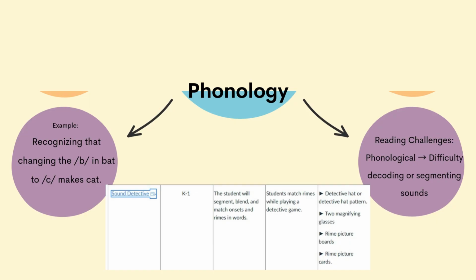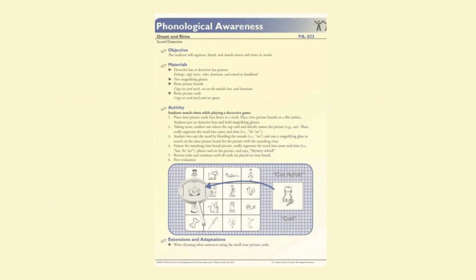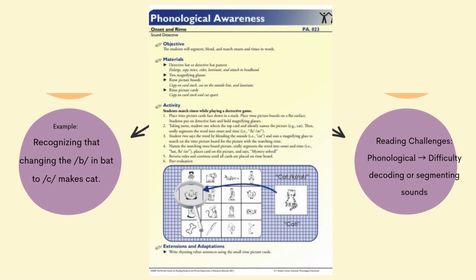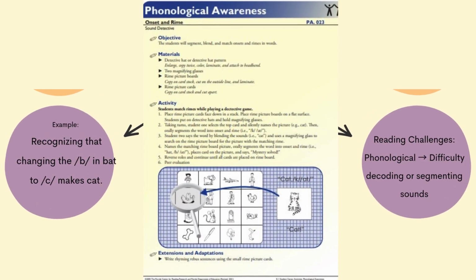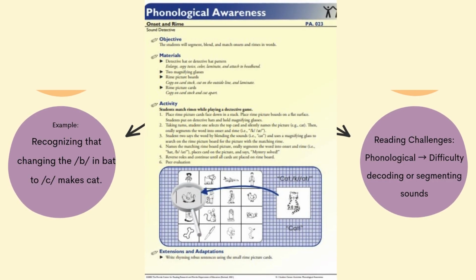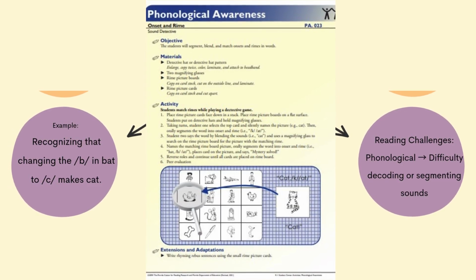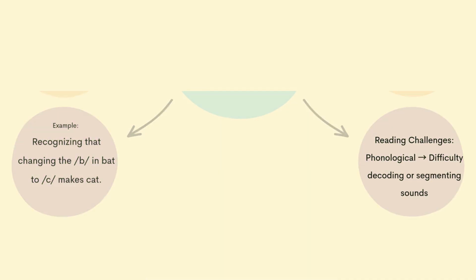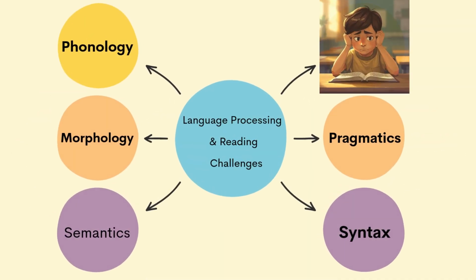And in this case, I picked Florida Center for Reading Research. In this activity called Sound Detective, the kids are having fun and they are getting their intervention at the same time. Students match the rhymes while playing a detective game. The students will segment, blend, and match onsets and rhymes in words. Now we're going to take a look at the next domain, morphology.